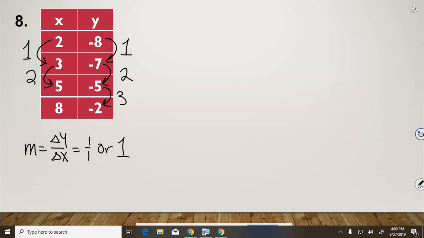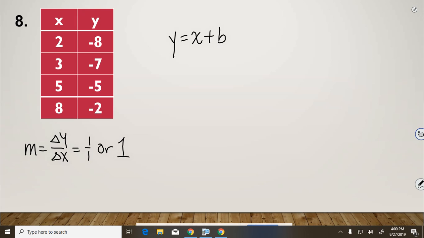-5 to -2 is going up 3. 5 to 8 is going up 3. And 3 over 3 is 1. So my slope is definitely just 1. So we can write y equals x plus b. Remember, you don't have to put the 1 in front of the x if that's the coefficient or slope. So now we pick one of those points to plug in. I'm going to go with 2, -8.